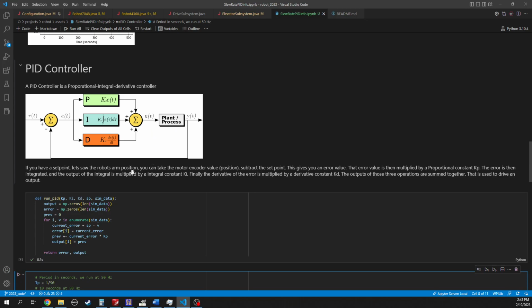So in the case of the robot arm, R(t) is the desired position of the arm. Y(t) is the current position of the arm. E(t) is the error between the desired position and the current position. You then multiply through the PID gains, and you get U(t). And U(t) is actually the desired motor speed, right? So we're controlling the motor speed. Then that goes into the system, the robot, and ultimately gets a new position.